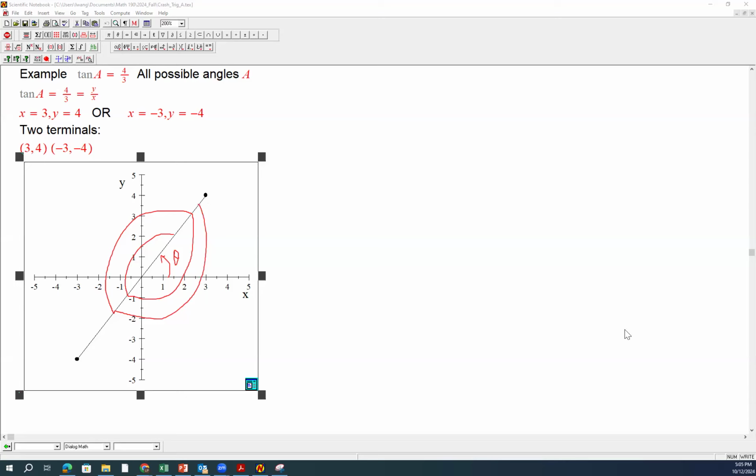So this solution, the solution for A would be theta plus k pi, not 2k pi, because if you add k pi, you're alternating between these two terminals, and that's a sufficient equal sign, sorry. So that's all the solutions there are. K will be an integer.